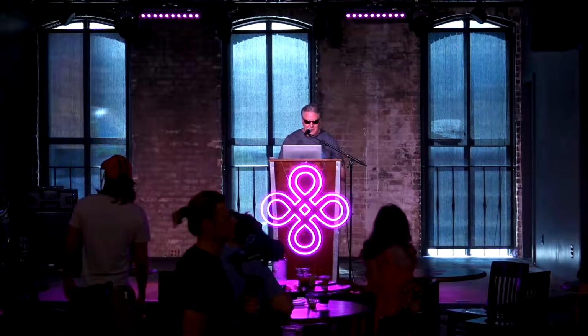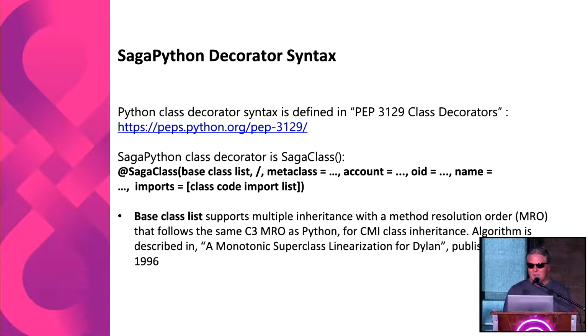So before I show you some of the source code, there's a couple key pieces that we use in Python to make SagaPython happen. Actually, I think I don't go into all of it here. I just do one of them. So next slide. It should be on SagaPython decorator syntax.